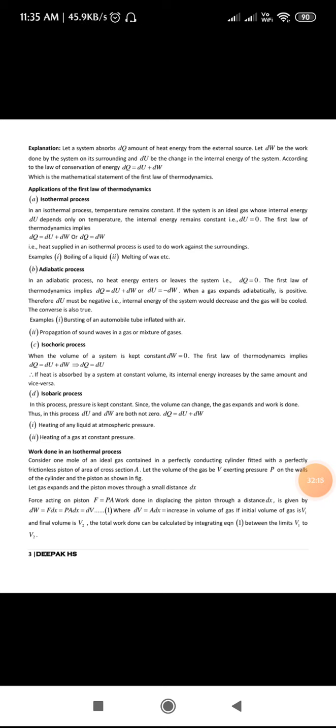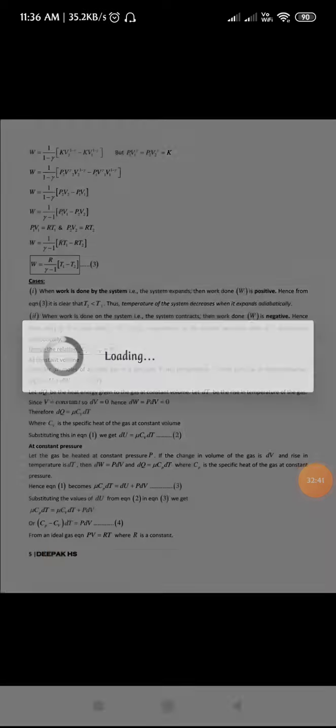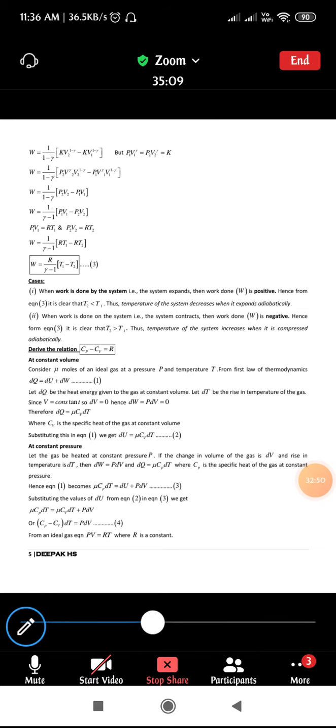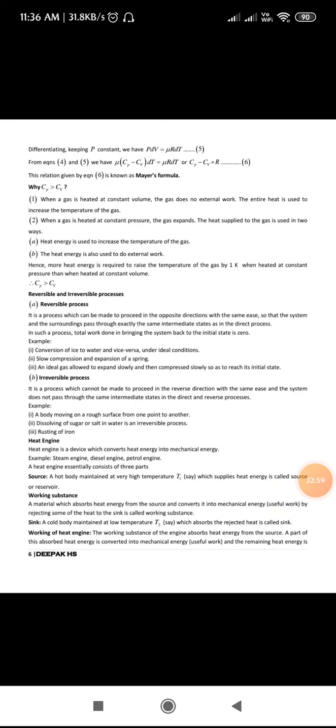Isothermal, adiabatic, isochoric, isobaric processes can be asked for 2 marks, any one. Work done in an isothermal process and work done in an adiabatic process will be asked for 5 marks. Any one of these two derivations you will get. Next, we are left with the relation Cp minus Cv is equal to R, that is Mayer's equation. We have a few minutes left, so I'll do this in the next class. Cp minus Cv is equal to R will be asked for 3 marks.